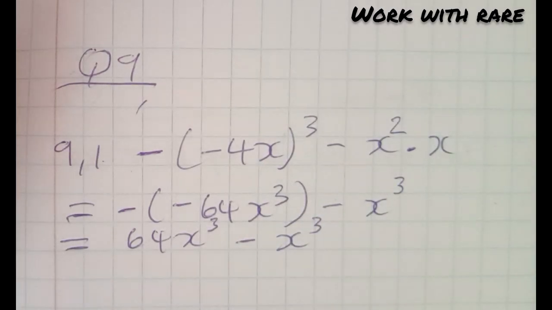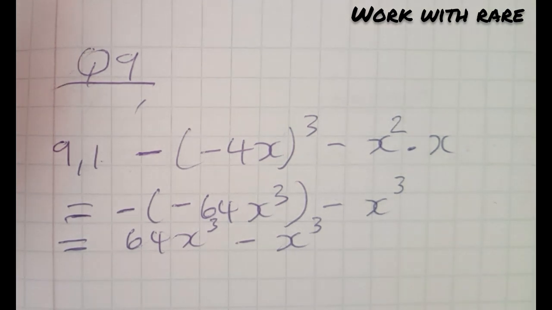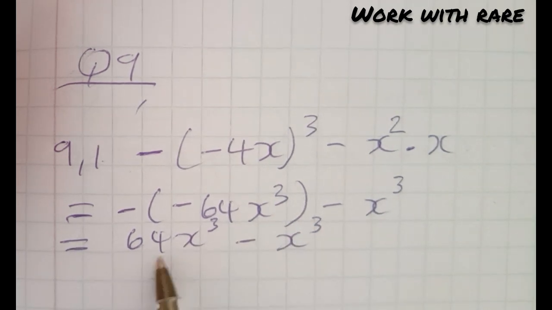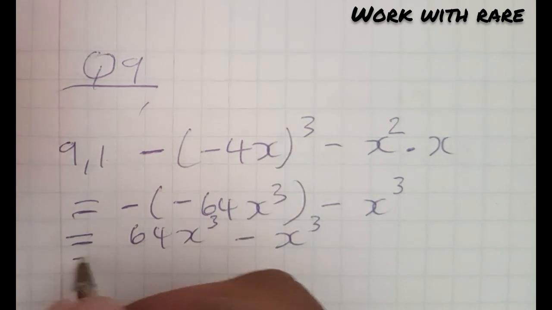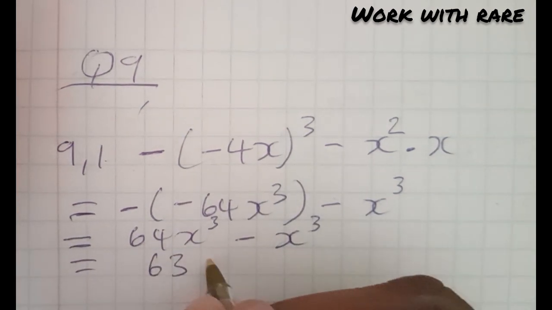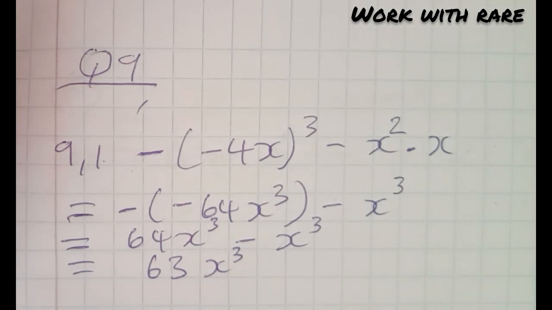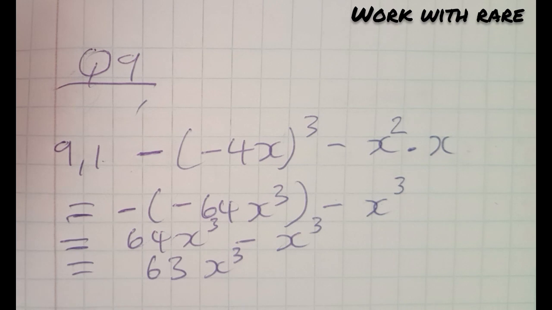Okay, so these are like terms. Why? Because they have x cube. So this is the same as 64 minus 1, which is 63. So our answer is 63 x cube, or x to the exponent 3. Okay, so then you get full marks.